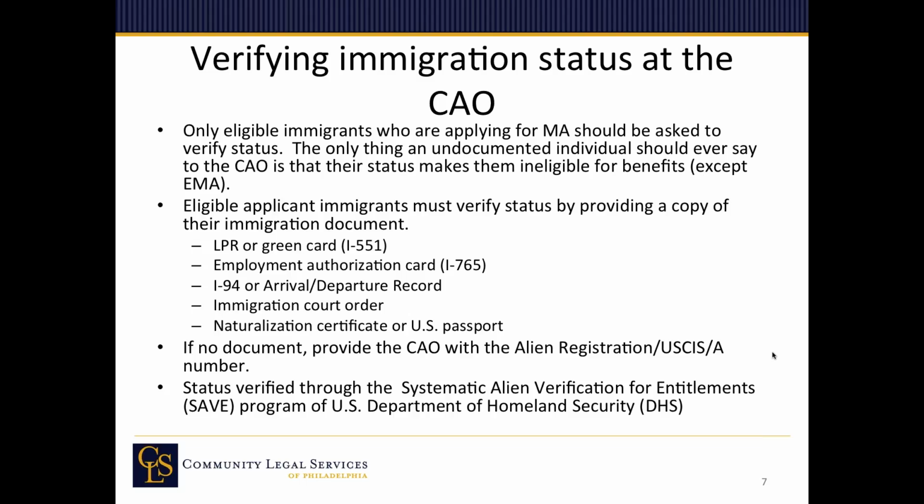The easiest thing to do is to provide their immigration documents showing what their status is, and this could be a number of documents. If the person applying is a lawful permanent resident, it could be their green card, otherwise known as the I-551. If they do not have lawful permanent resident status, but they are employment authorized, they could provide a copy of their employment authorization card. If they have their I-94, which is also known as an arrival or departure record, they could provide a copy of that.